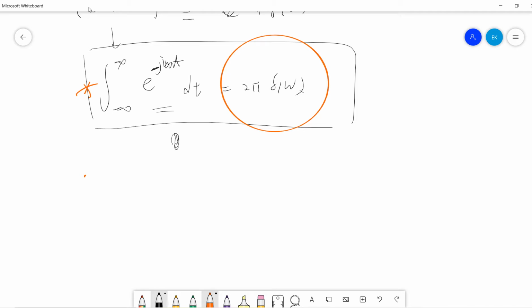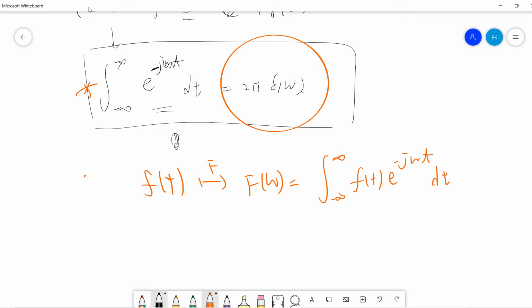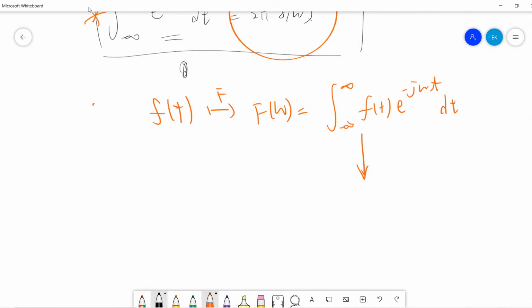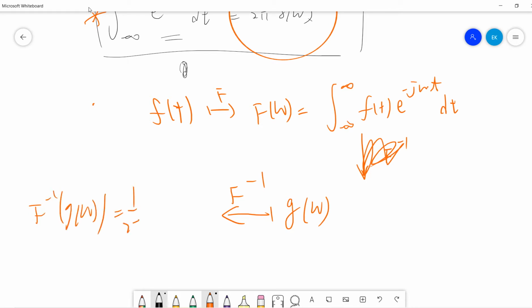Suppose you take f of t and do a Fourier transform, then you get this. And you do the inverse Fourier transform. Suppose somebody gives you a function g of omega. The inverse Fourier transform is defined to be 1 over 2 pi times the integral of g omega times exponential j omega t d omega. So one exponent is negative, one is positive. You see this 2 pi is some mysterious result.